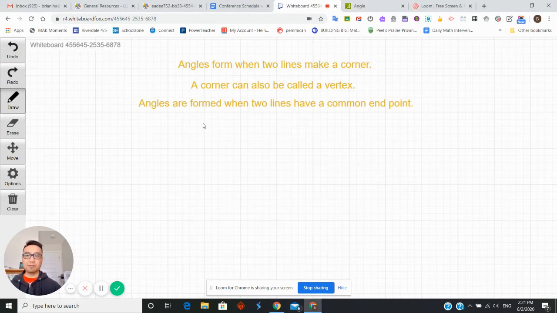I'm drawing two lines. Here's a line, and here is another line. These lines meet at something called an endpoint. Here's the endpoint. You can also call this endpoint a vertex.